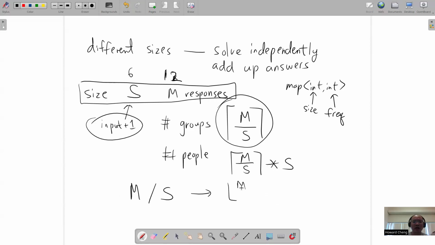That will give you M divided by S rounded down. Okay, actually, I need to make a little bit of a disclaimer. Whatever I write here, disclaimer, this is only true if M and S are not negative. If M and S are negative, this may not be true. But for non-negative M and S, M divided by S like this is M divided by S rounded down.